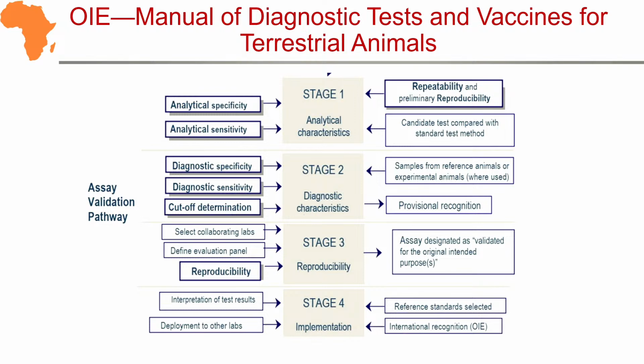Basically, this is how you walk through validating an assay. So what Pfizer was using at ILRI was already a kit using CCHF. How many know Crimean-Congo hemorrhagic fever?